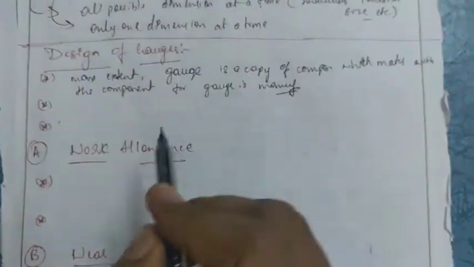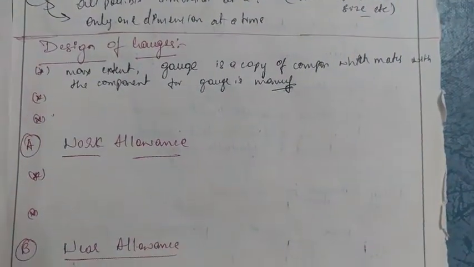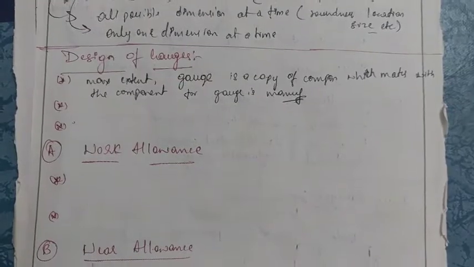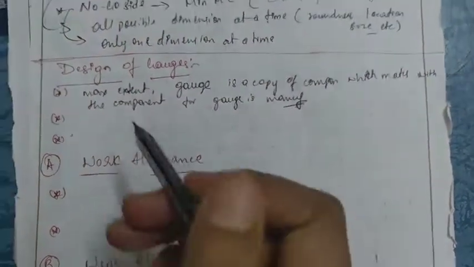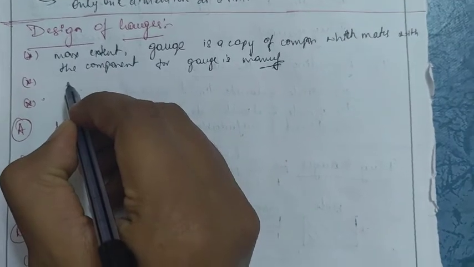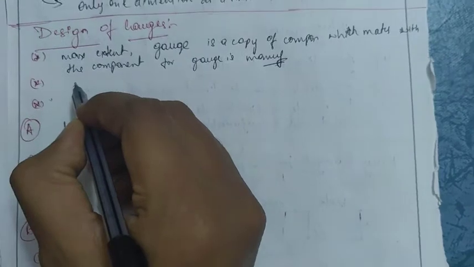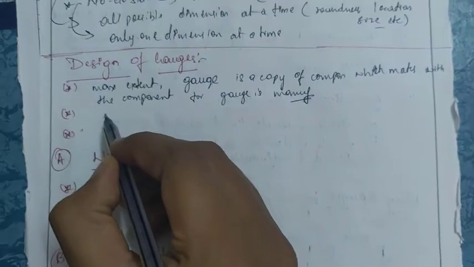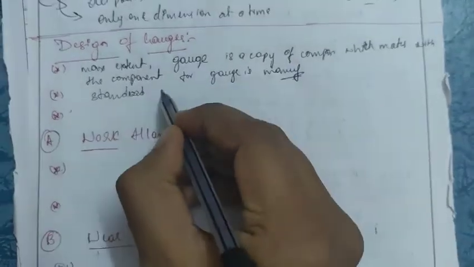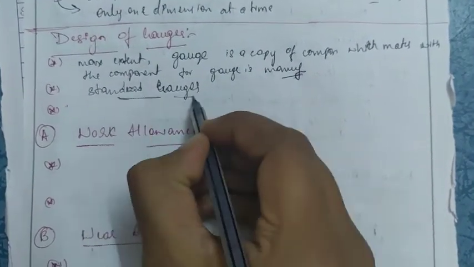Next, the gauge is designed as an exact copy of the opposite component of which the dimension has to be checked. I will explain this in the classification. The gauges are designed as an exact copy of the opposite components for the same dimension that has to be checked. Nothing but what? Standard gauges. This is also a very important one.